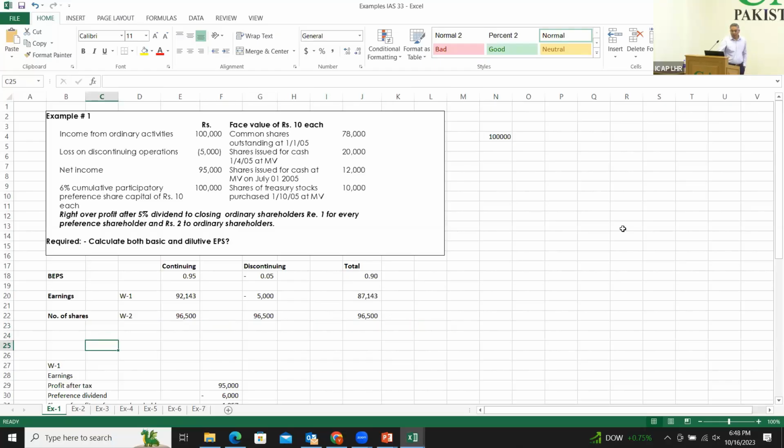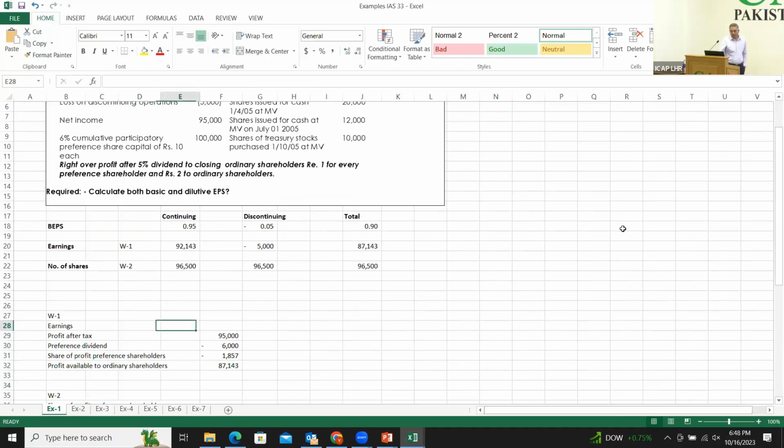So first of all, what is the earning which is available to the ordinary shareholders? So this was your profit, 95,000. You will deduct the preference dividend and the participating right over the profit as well, because they are participatory in nature. This is the profit available to ordinary shareholders. And in this, there is a loss from discontinuing operations as well. So here is the profit available to ordinary shareholders from continuing operations. This will be your discontinuing operation, and this will be your net profit available to ordinary shareholders.